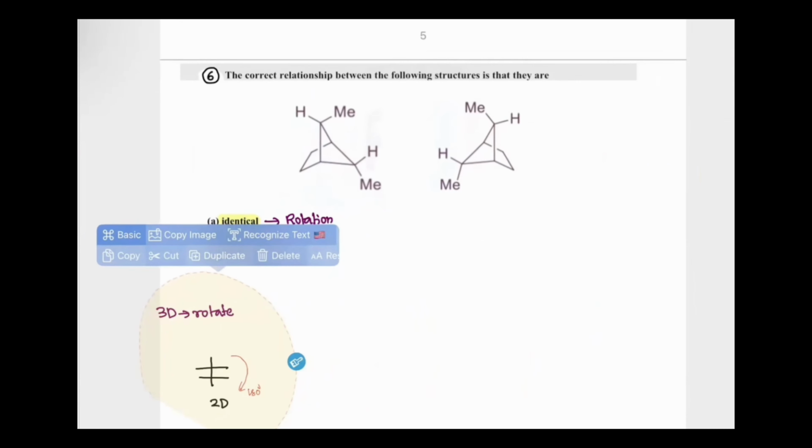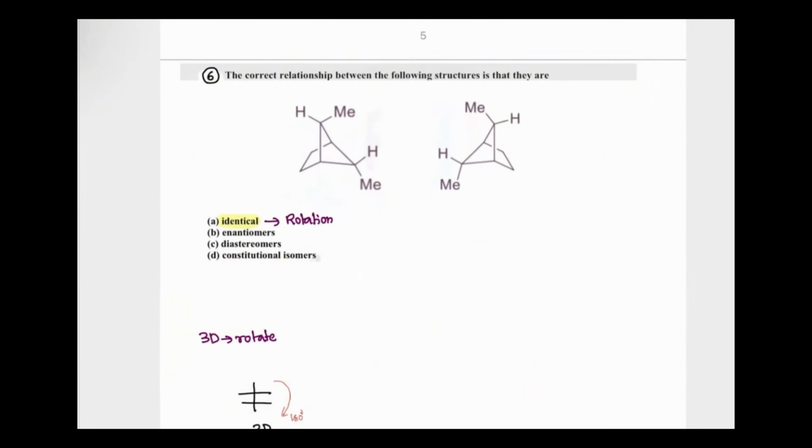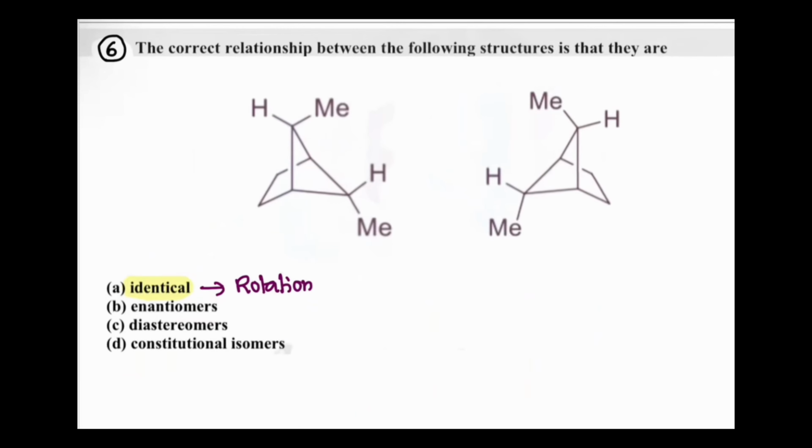So first we need to find whether they are identical or not. For this, you can rotate either molecule, and just by rotating a molecule, if you get the same structure as the second molecule, that means both these molecules are identical. To see whether they are identical, suppose I rotate the second molecule by 180 degrees. That means I am doing a C2 rotation here.